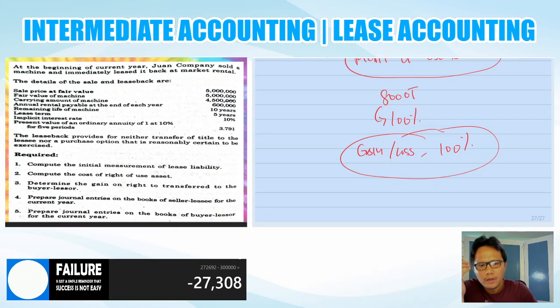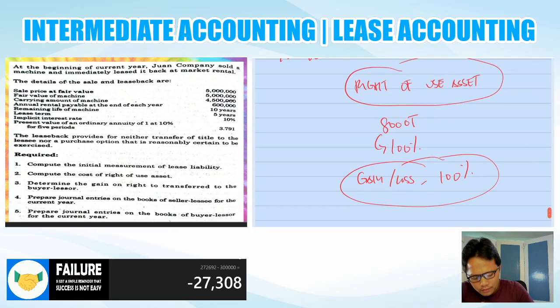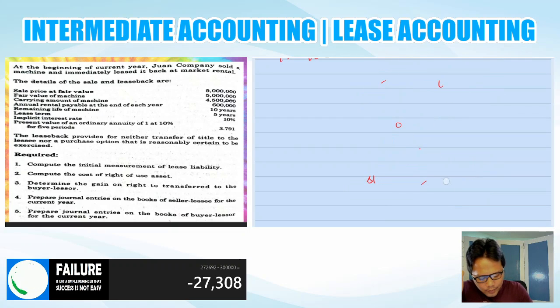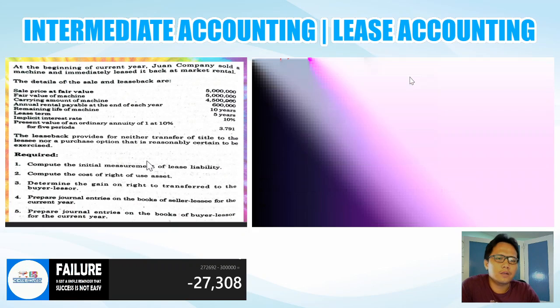So let us go directly to the scenario. In this scenario, one company sold a machine and immediately leased it back at market rental. So the sales price is at fair value, always recognize your sales price at fair value. Remember that? 5 million. So the fair value of the machine, obviously, is 5 million. Carrying amount of the machine is 4.5 million. Annual rental is 600,000. So those are the data.